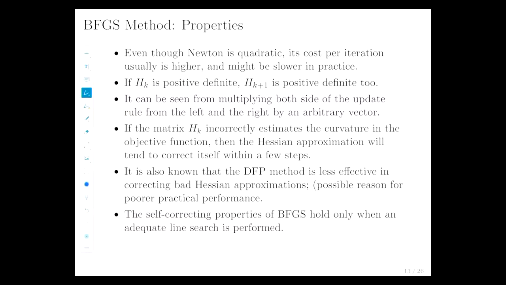In practice, DFP doesn't exhibit the same sort of behavior. And my guess is because the updates are non-affine in H in the end. And these self-correcting properties are only observed when adequate line search is performed. So we've done both the Armijo condition and the curvature condition.